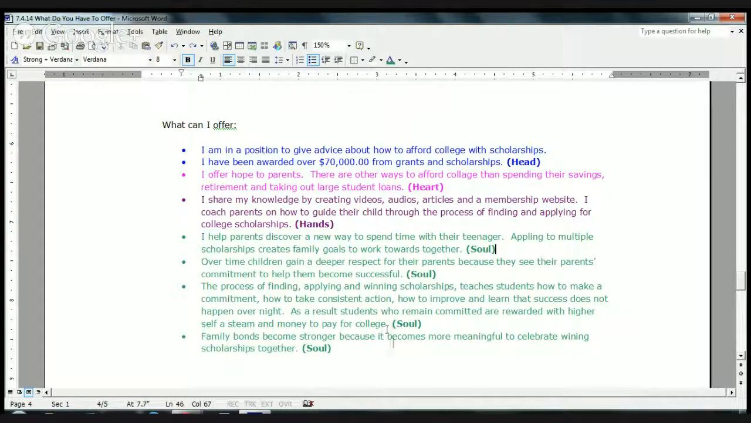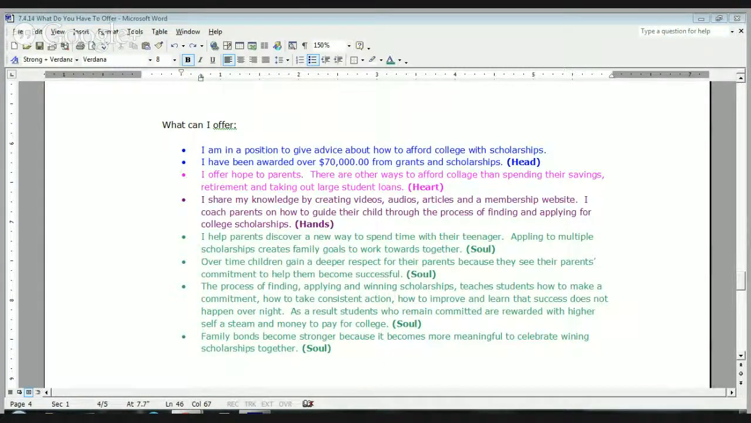And so the process of applying and winning scholarships teaches students how to make a commitment, how to take consistent action, and how to improve and learn, and teaches them that success does not happen overnight. As a result, students remain committed and are rewarded with higher self-esteem and money to pay for college. The family bonds become stronger because it becomes more meaningful to celebrate winning scholarships together. So these are some of the reasons that I feel personally about why I would change my career and why I'm doing this.